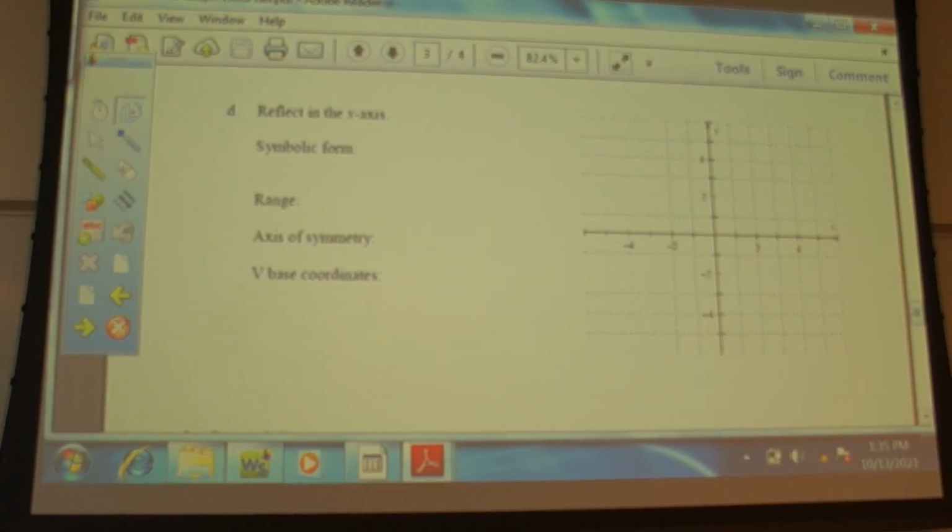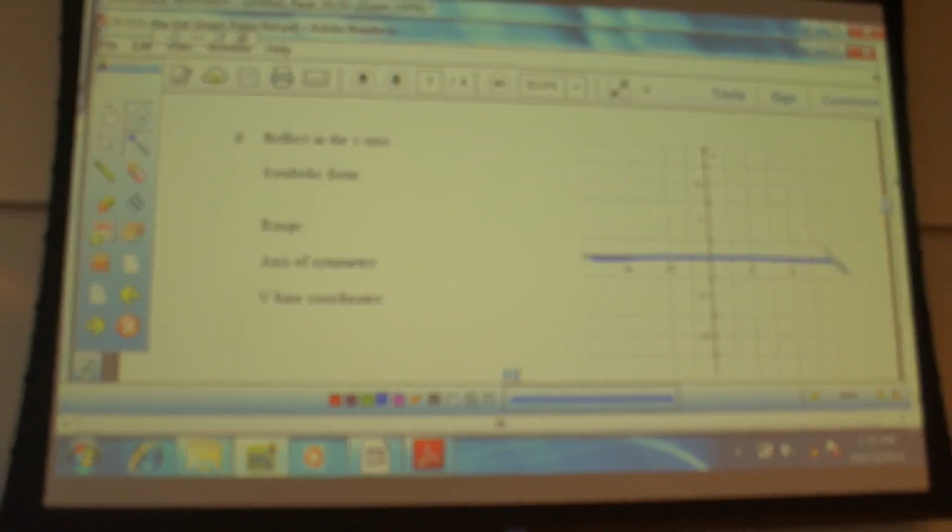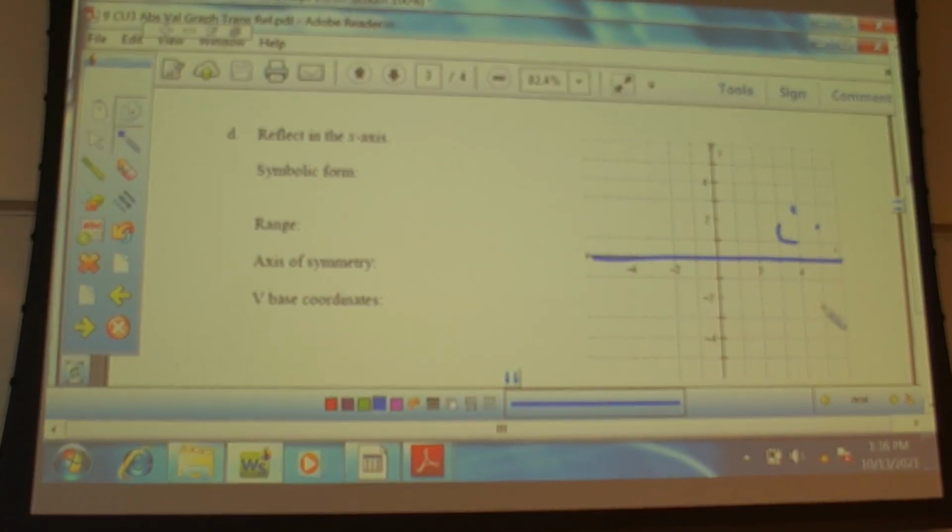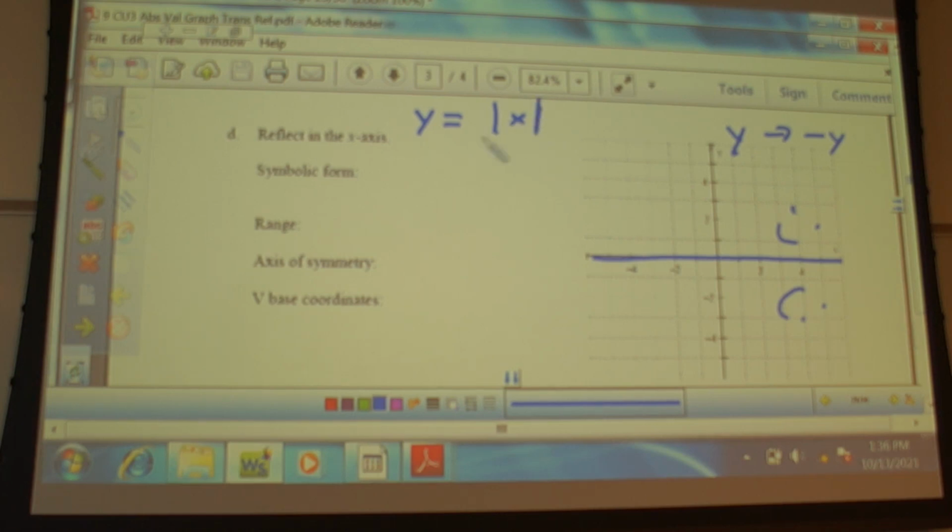Next one. Oh, reflect it in the x-axis. So x-axis means that this becomes this. So it means that my x stays the same, y becomes negative y. So here I have y equals absolute value of x. It means I multiply the whole function by negative 1.